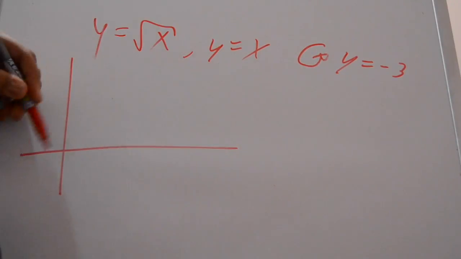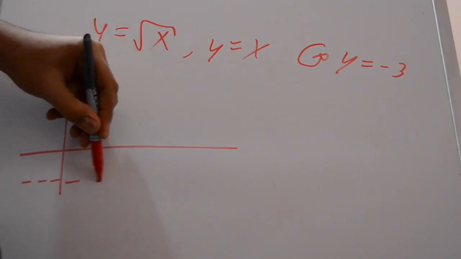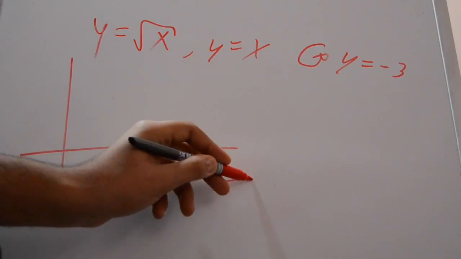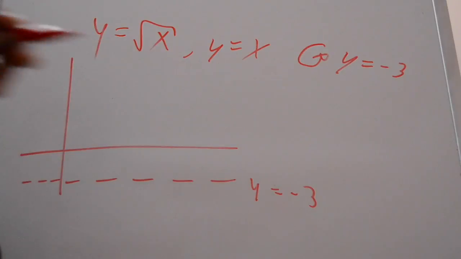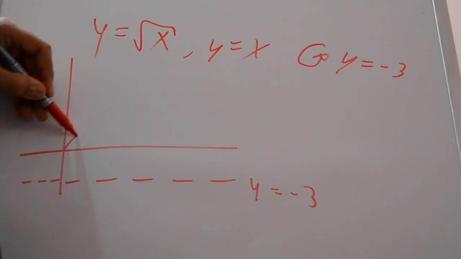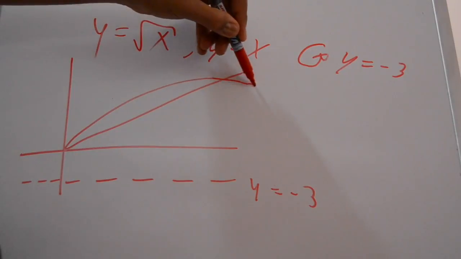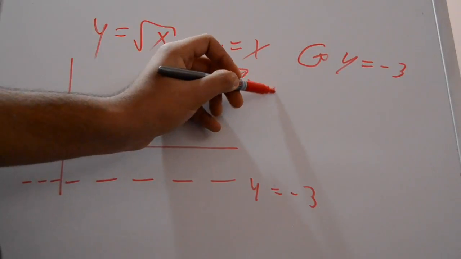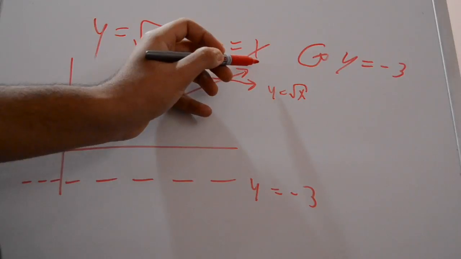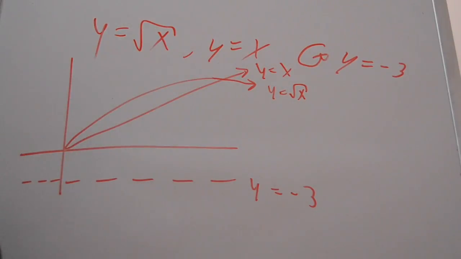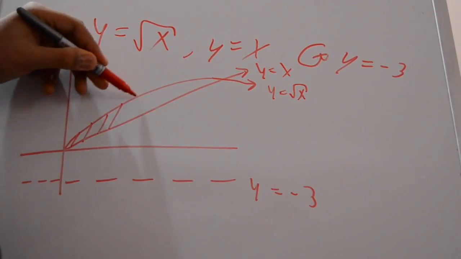And this is y equals -3. Y equals -3. We have our curve here, right there. Extend that. That's y equals square root of x, and that's y equals x. And we'll shade in the area, and look here.